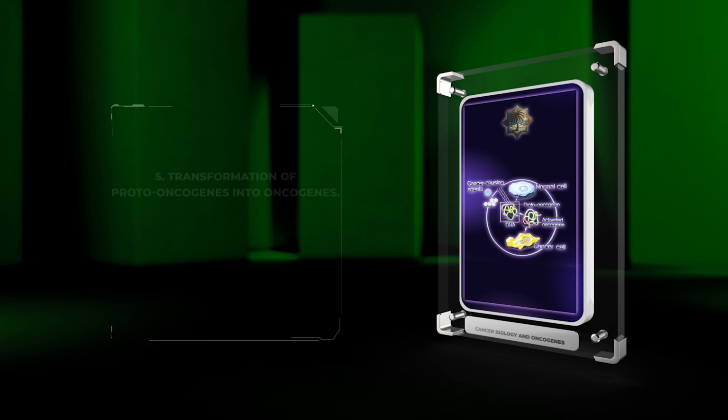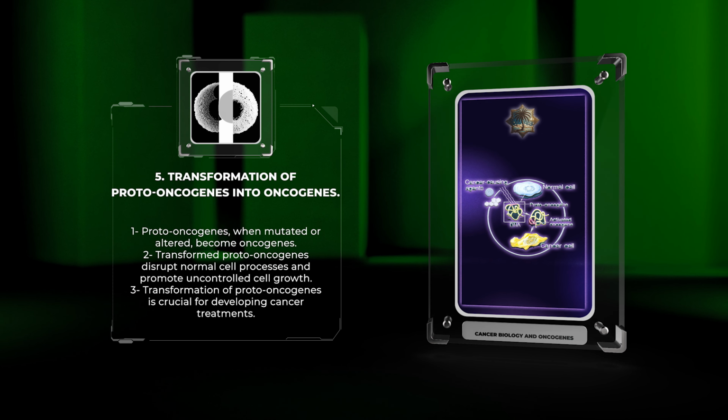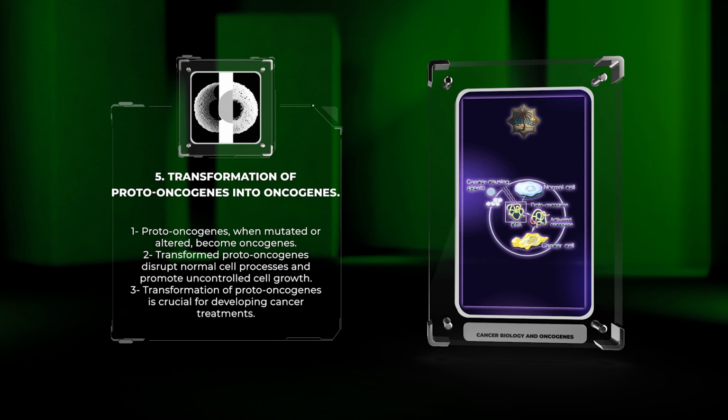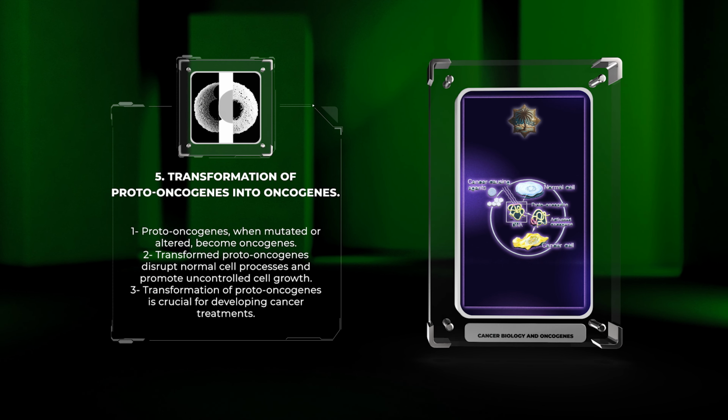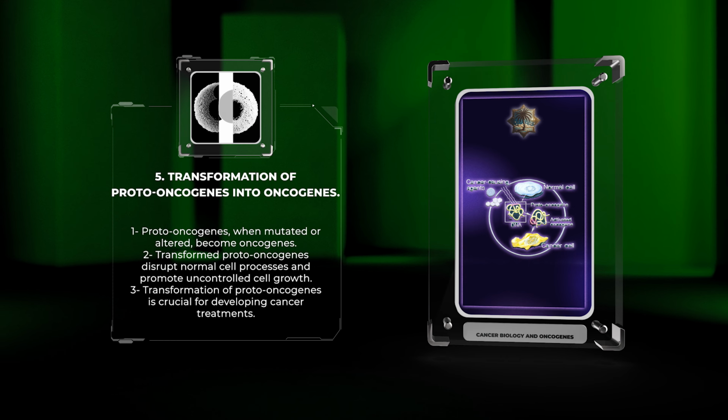Proto-oncogenes are normal genes that, when mutated or altered, become oncogenes. These transformed genes disrupt normal cell processes and promote uncontrolled cell growth, leading to cancer. Identifying how this transformation occurs is crucial for developing cancer treatments.